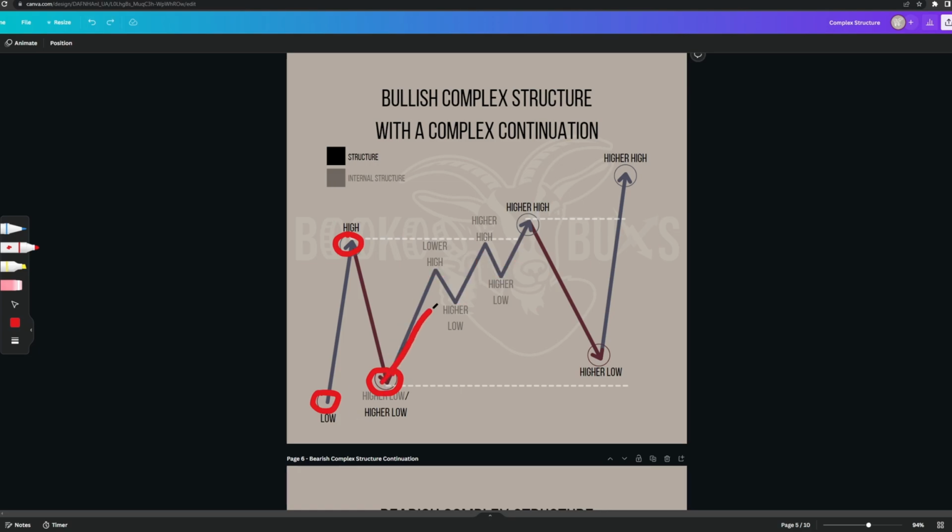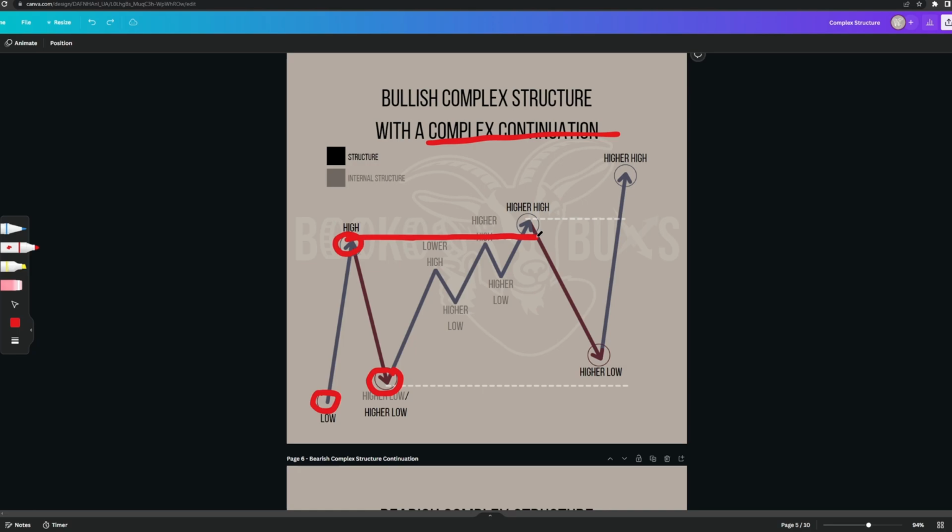Ideally, we want to see one big push here, and that would be very clean. This will be a low to a high, and that'll be my new structure range. But obviously, in this case, price gives a complex continuation. There are multiple highs and lows within the continuation leg of structure. Well, how do I know which one's the higher low, which is the higher high?